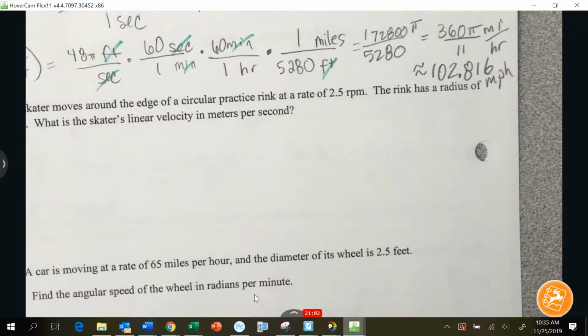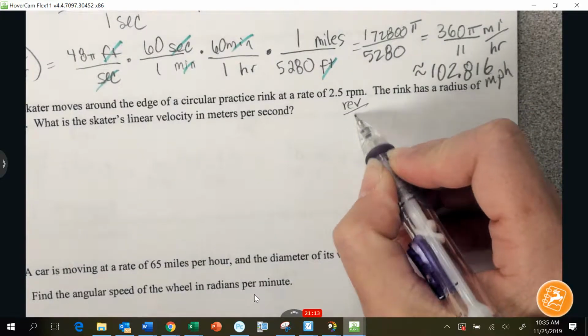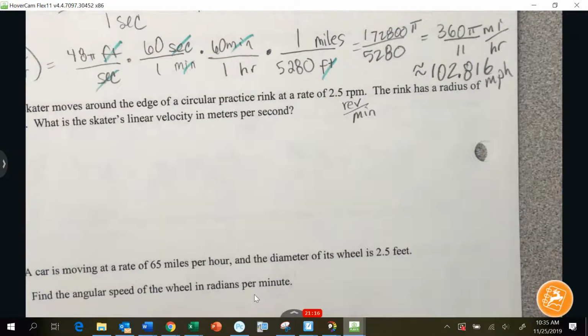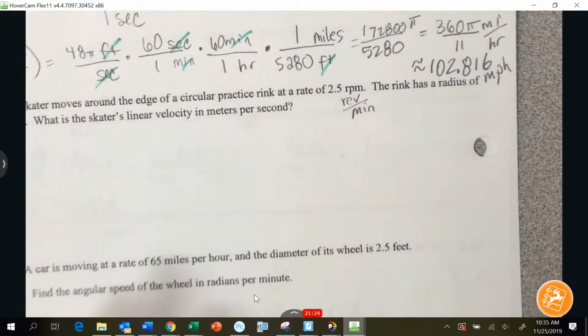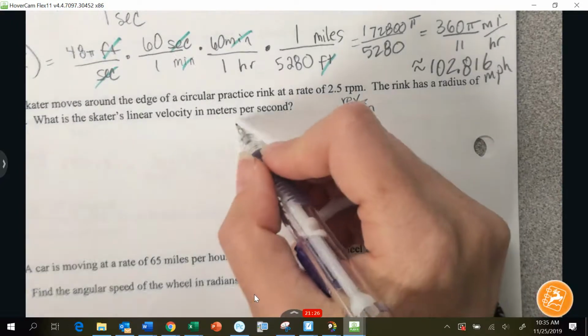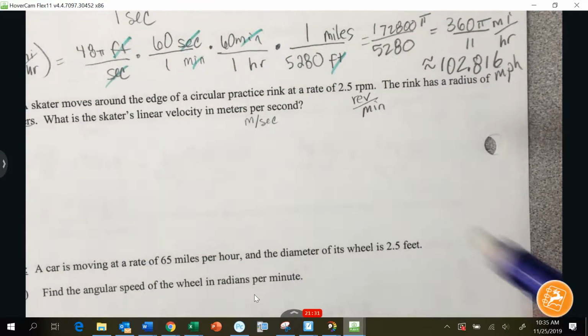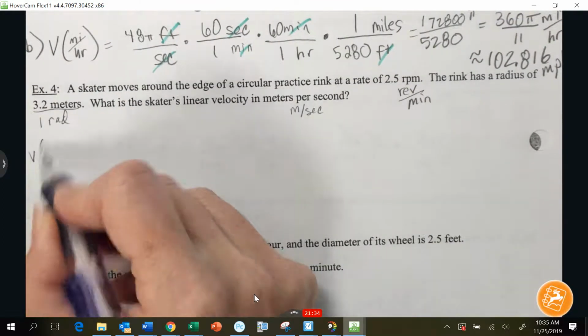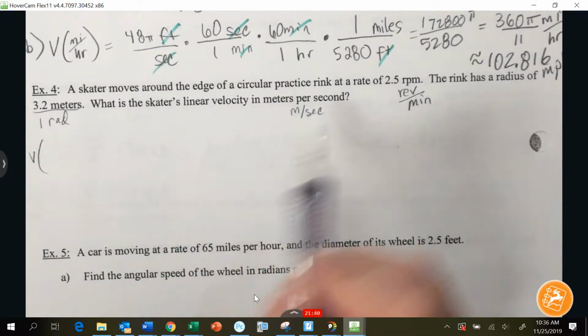All right, 2 more. A skater moves around the circle of a circular practice rink at a rate of 2.5 RPM, revolutions per minute. The rink has a radius of 3.2 meters. It's 3.2 meters per 1 radius. What is the skater's linear velocity in meters per second? Okay, so we're going to do linear velocity, and when we're done, we need to have meters per second.